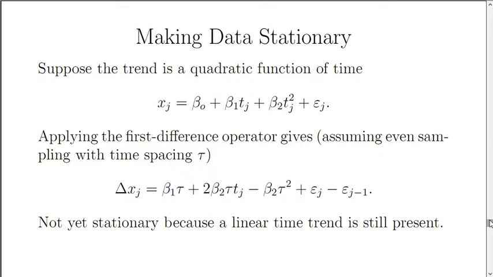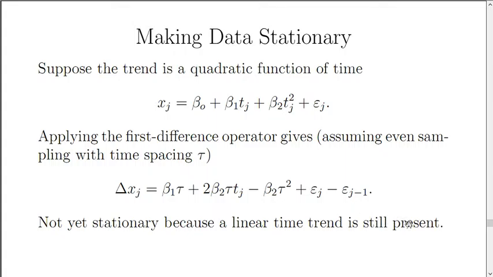Now, suppose the trend wasn't as simple as linear. Suppose it was a quadratic function of time. So that the data values are intercept plus linear coefficient times time plus quadratic coefficient times time squared plus a white noise process. Well, if we apply the first difference operator and again assume that the time spacing between consecutive values is always constant, equal to tau, we get this. This is a constant because it involves the time spacing tau. This is not a constant because it involves the time spacing tau and it involves the time. And we also have the first difference of the white noise process over here.